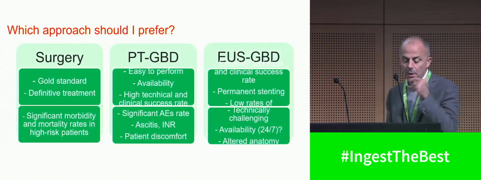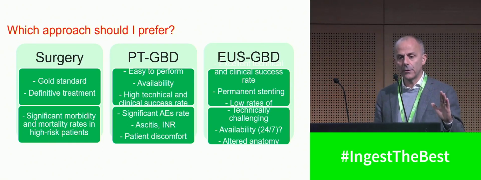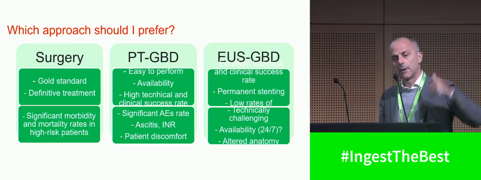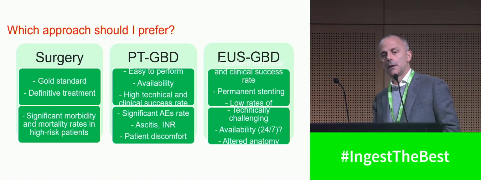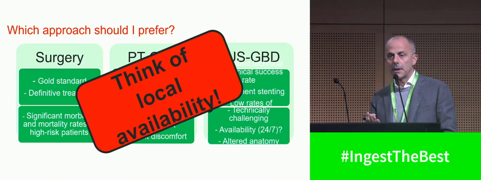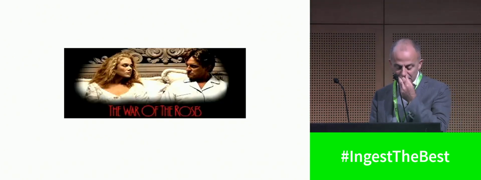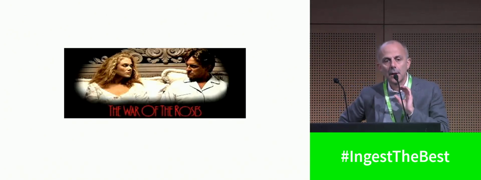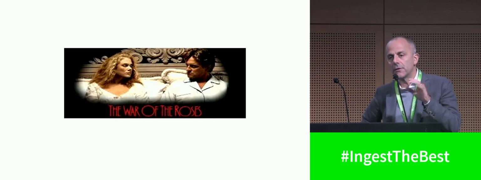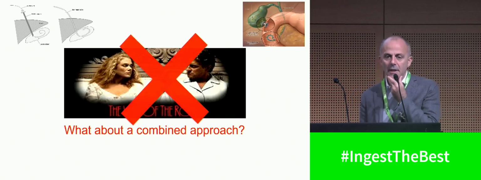Which one should I prefer? We have already told all the staff, surgery should be the first choice, but if the patient is fragile, let's analyze percutaneous or US-guided drainage, with all the nice things about it. Here, the only way to choose is to think about local availability. But maybe, to overcome the problem, we need to think in another way. Probably these two approaches are not one against the other, but should be together.